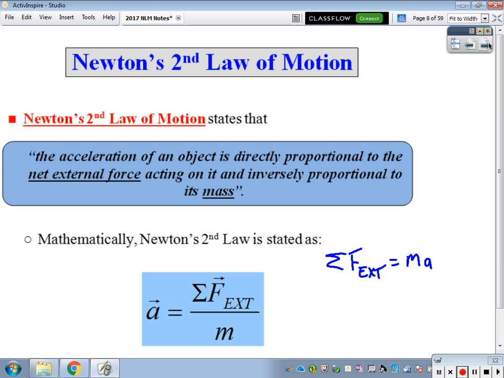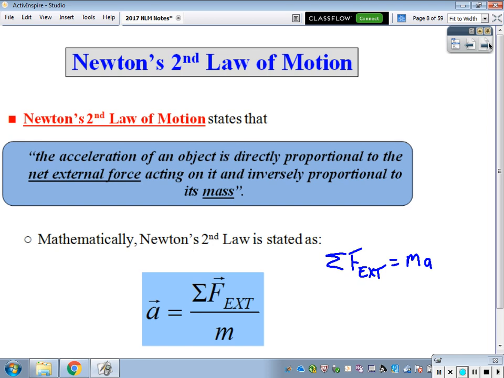Okay, so Newton's second law of motion states the acceleration of an object is directly proportional to the net external force acting on it and inversely proportional to its mass. Now here, Newton was able to kind of pull together all the relationships between all three. So acceleration is directly proportional to the net external force. Direct proportional means as one increases, the other increases by the same amount.